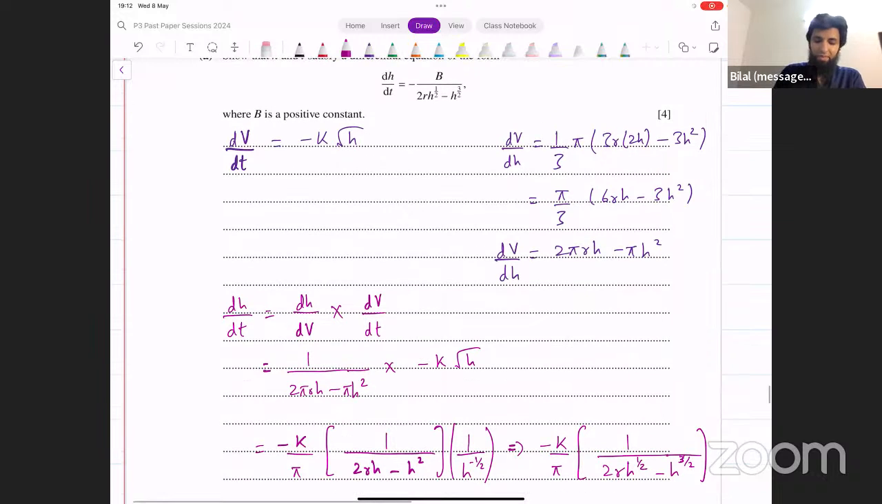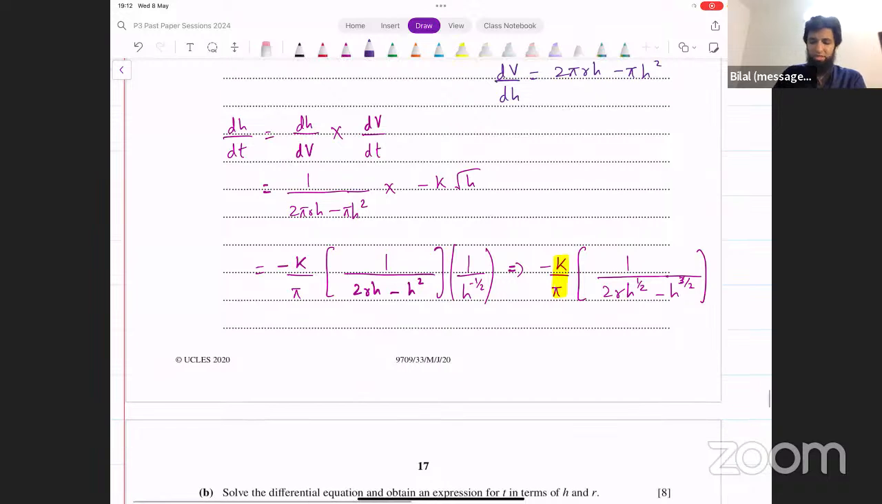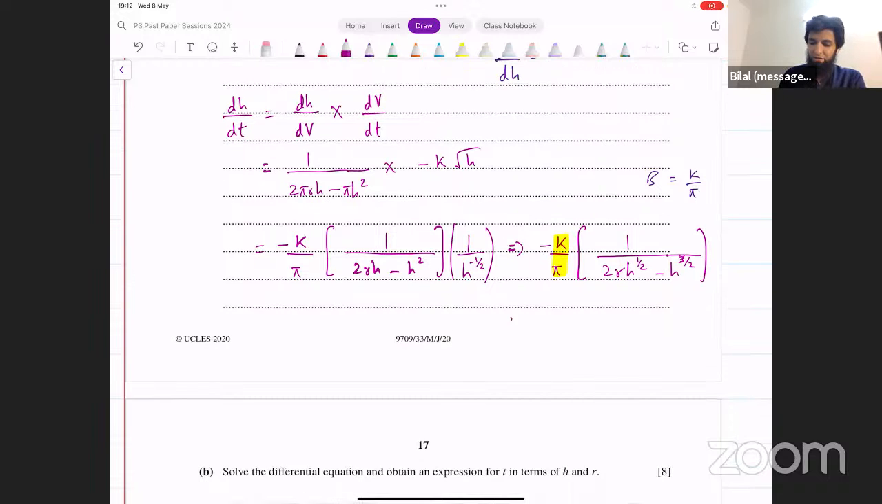And now they're saying b is a positive constant. Now you see, we've got this constant here. Our constant is k over pi. k is a constant, pi is also a constant. We can say this whole thing is a constant, and they're calling this constant b. We know that k is positive, pi is positive. We can say b equals k over pi, and we could write this differential equation as dh over dt equals minus b over 2r h raised to the power 1 over 2 minus h raised to the power 3 over 2.